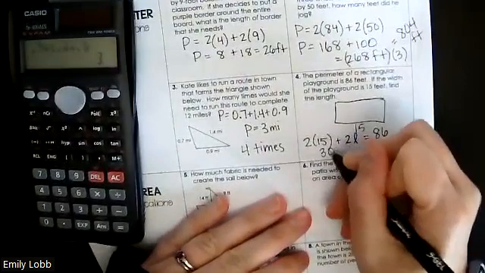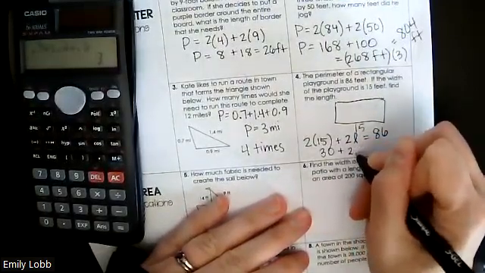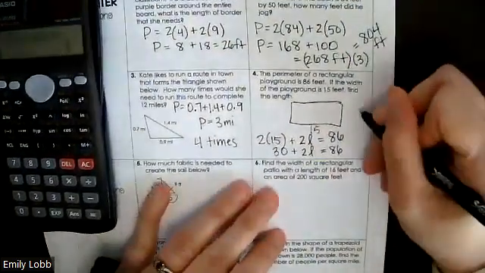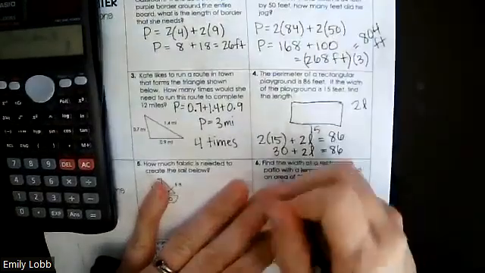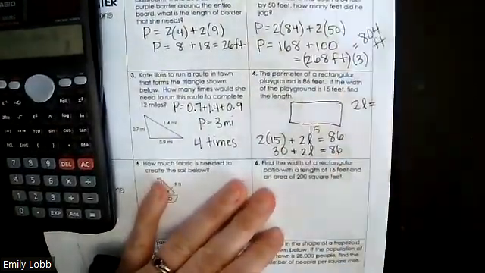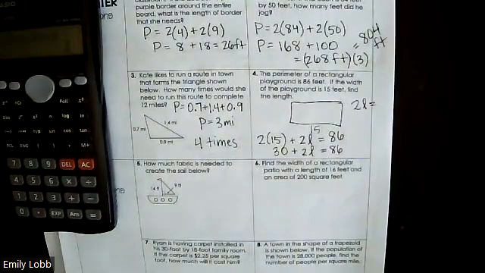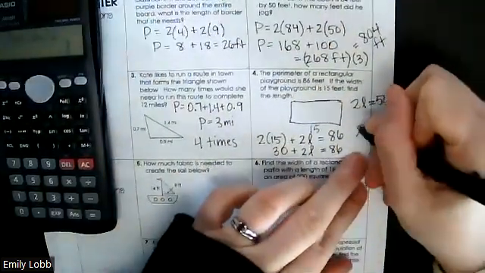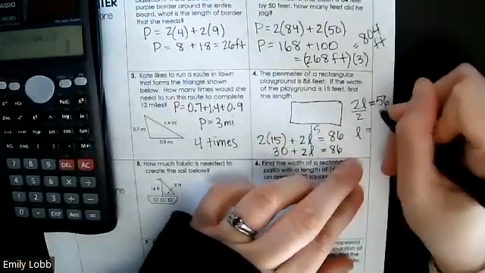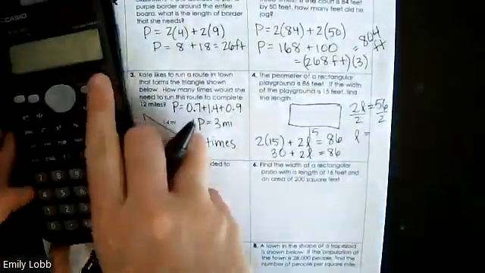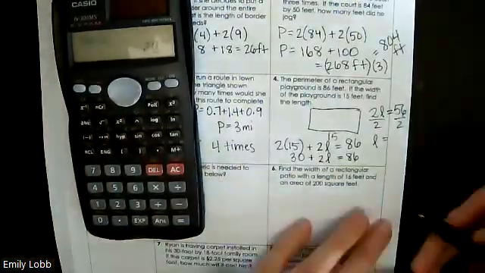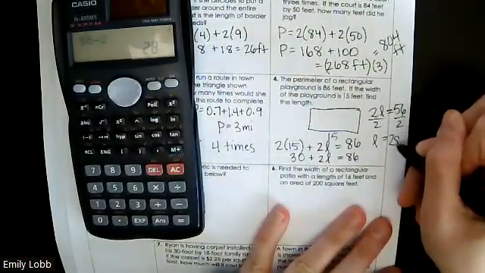So this is really 30 plus something, two somethings, is equal to 86. So what do those two somethings equal if I subtracted 30 from both sides? What's 86 minus 30? 56. So what would one length be? If I divided both sides by 2, what's 56 divided by 2? 28. So the length would have to be 28 feet.